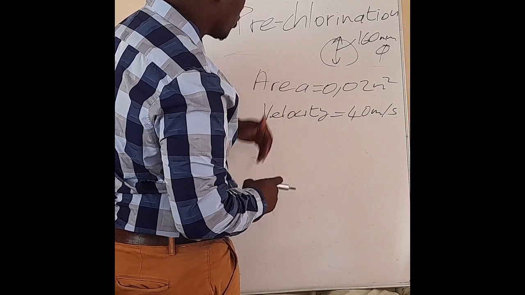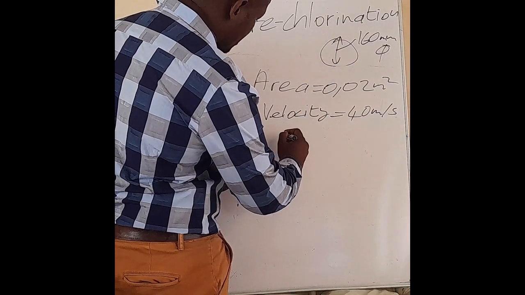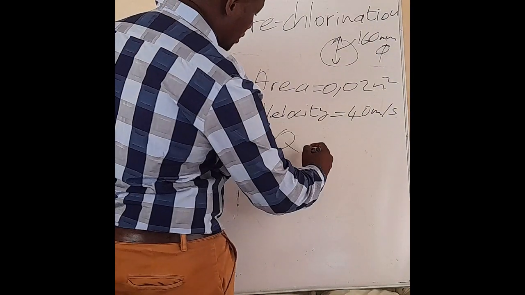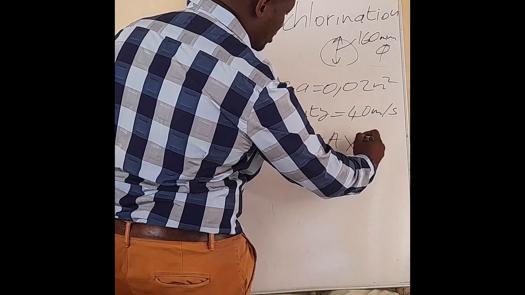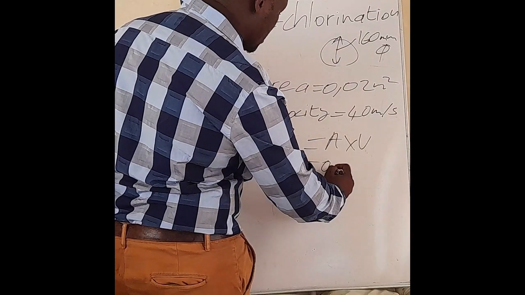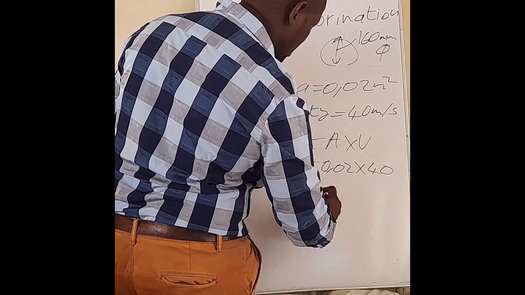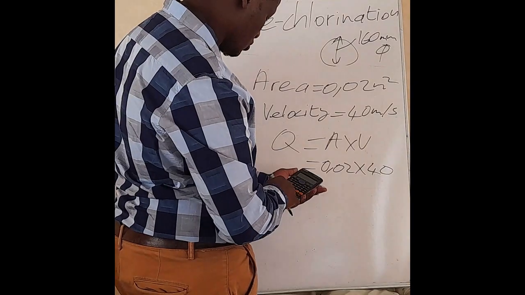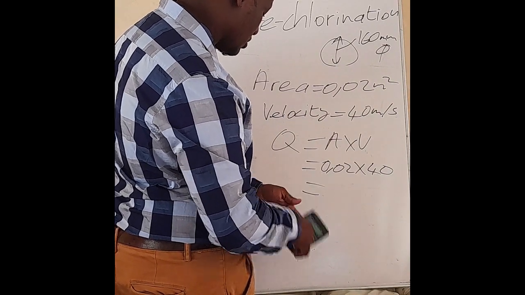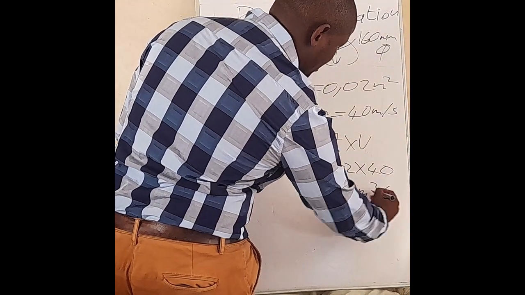Okay, so we need both of those, and there's a common formula that we can use, basically, that goes like flow rate, which is represented by Q, equals area multiplied by our velocity. So we've got our area as 0.02 multiplied by our velocity of 40, and that comes out to 0.8 meter cubed per second.